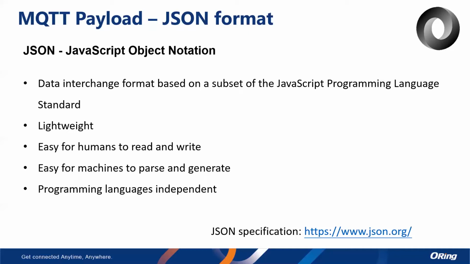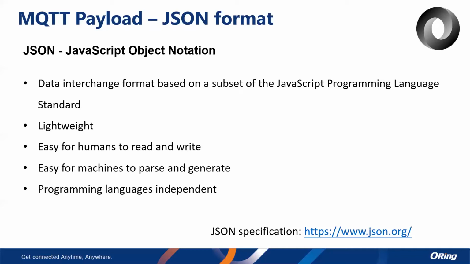So that's why I would like to briefly introduce JSON, how to use it, and what the rules are. JSON is basically JavaScript Object Notation. It's a data interchange format based on a subset of the JavaScript programming language. It's also very lightweight, so it's a good solution for MQTT for sure. It's very easy for humans to read and write, and easy for machines to parse and generate. And it is programming language independent.